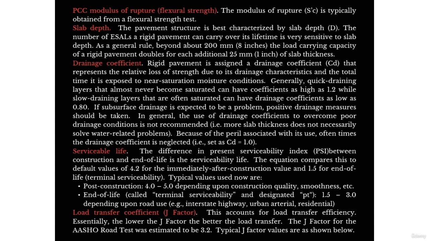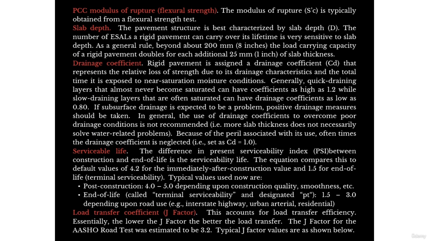If the subsurface drainage is expected to be a problem, positive drainage measures should be taken, right? So in general, using the drainage coefficient to overcome poor drainage is not recommended, right? Making the slab thicker does not solve water-related problems. That's just an FYI. Because of the peril associated with its use, oftentimes the drainage coefficient is neglected and you just set it as 1, which is what I typically do. That's what I'd advise, but you can consult your supervisor and see what he thinks.